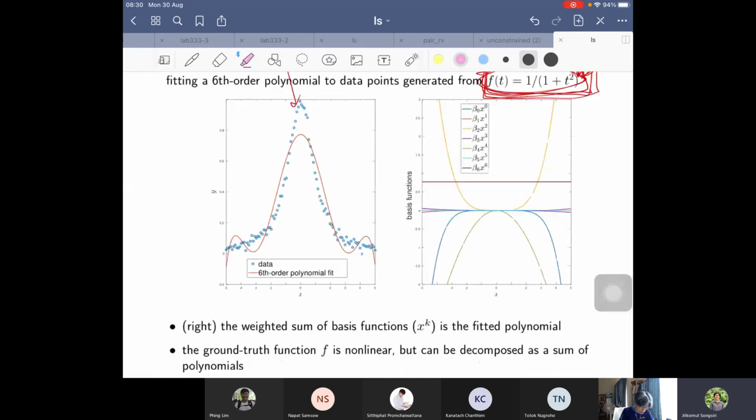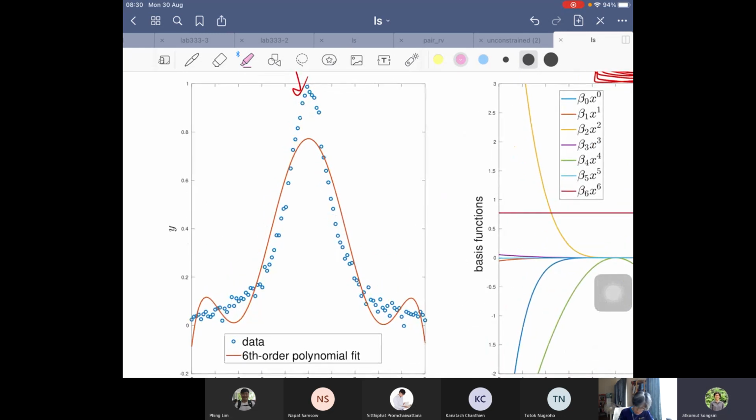So then when you look at these blue dots, Kanatat, do you think we can approximate it well with the first order polynomial? No, because this has not enough data. It doesn't have enough degree of freedom, right?